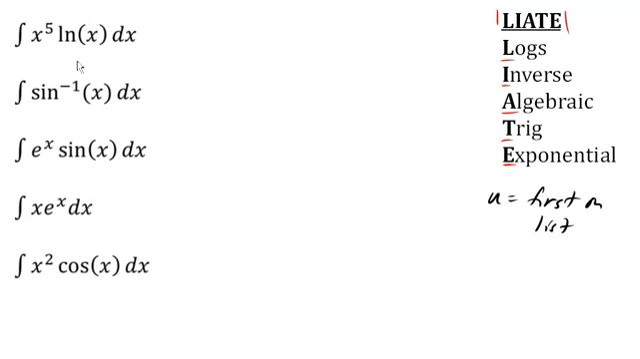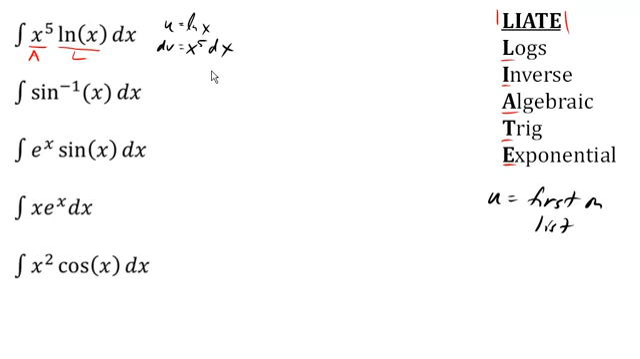So let's see how that works. In our first example here, we have x to the fifth ln x. So x to the fifth is algebraic in nature, whereas ln x is logarithmic in nature. And so for u, we're going to pick the logarithmic expression, the natural log. And our dv will be everything else, the x to the fifth dx. And then we can continue on from there, integrating.